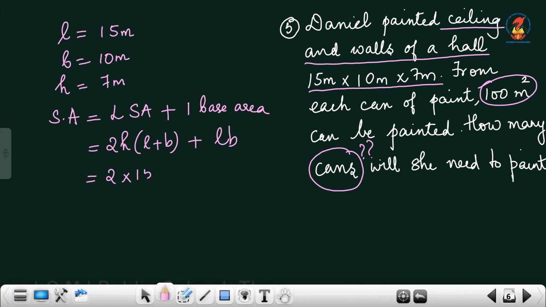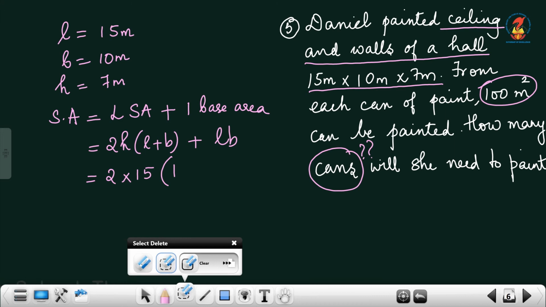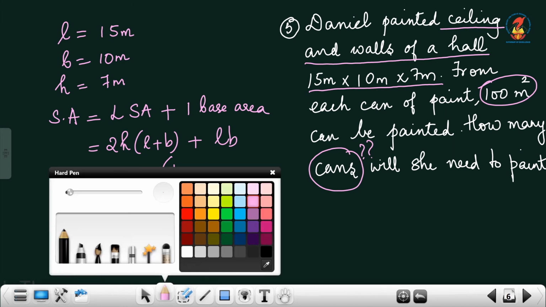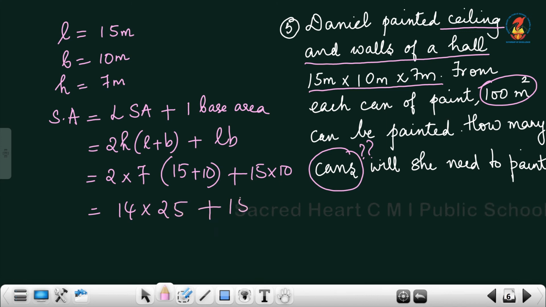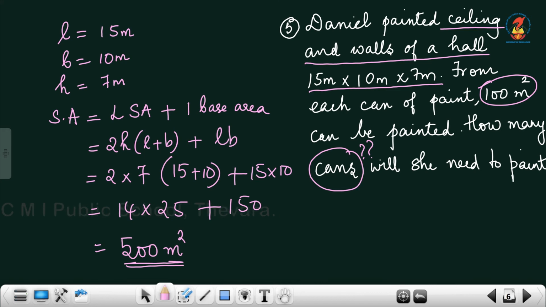2 into 7, height is 7, into 15 plus 10, plus 15 into 10. 14 into 25 plus 150. After multiplying and adding, you get the answer as 500 meter square. So, this is the area Daniel painted.